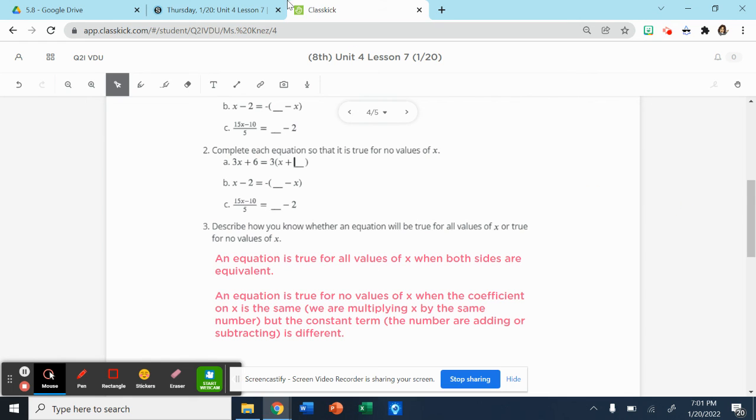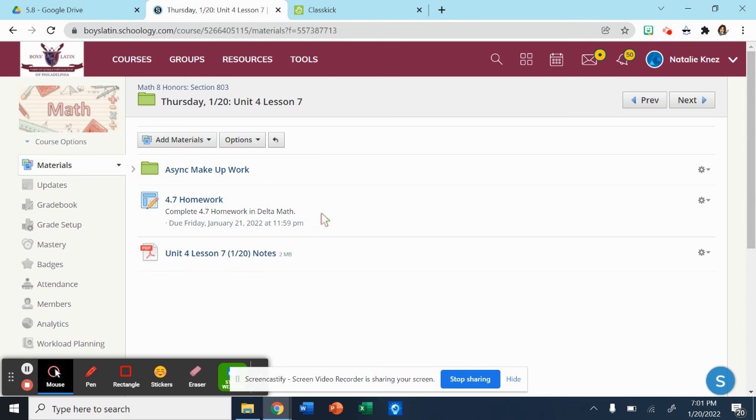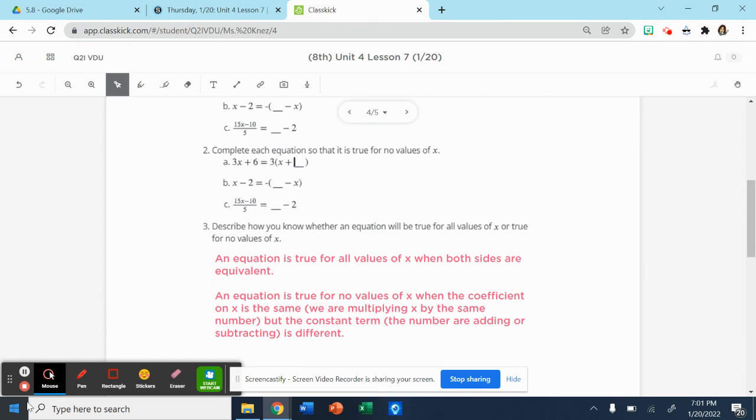When you're finished with today's classwork, make sure you head back to the main folder to take a look at today's homework. If you have any questions, you need to send me an email.